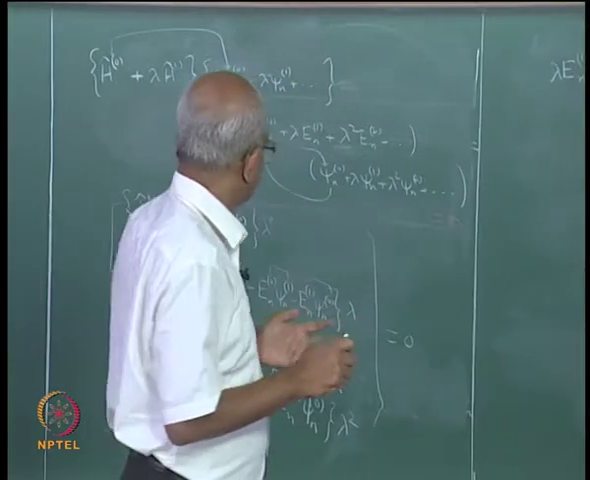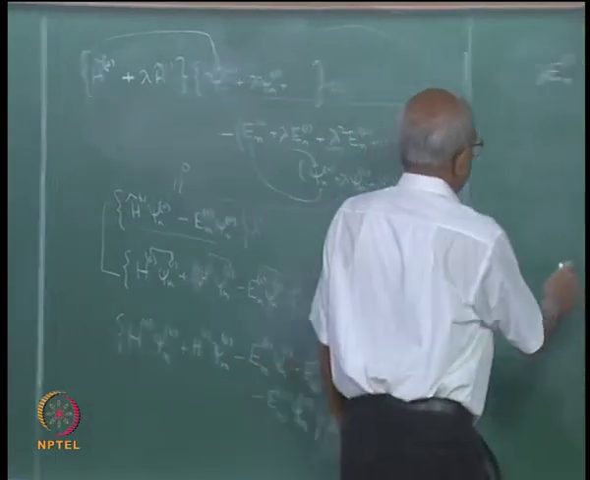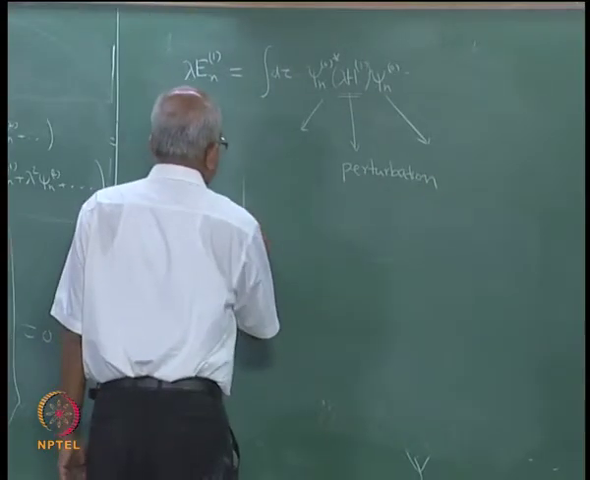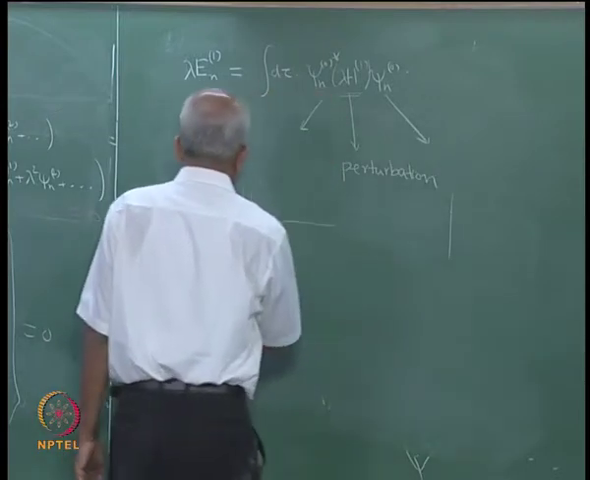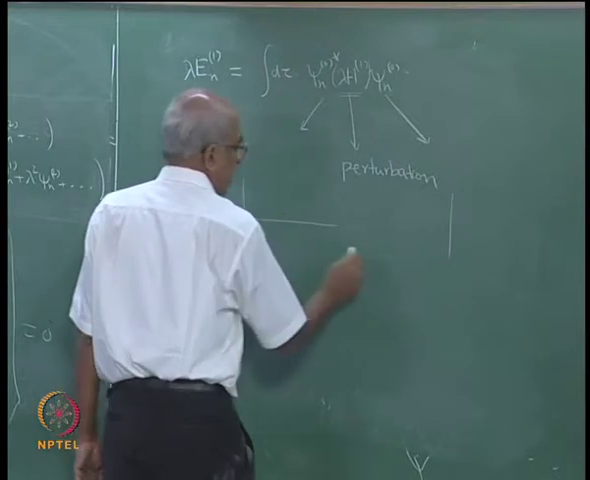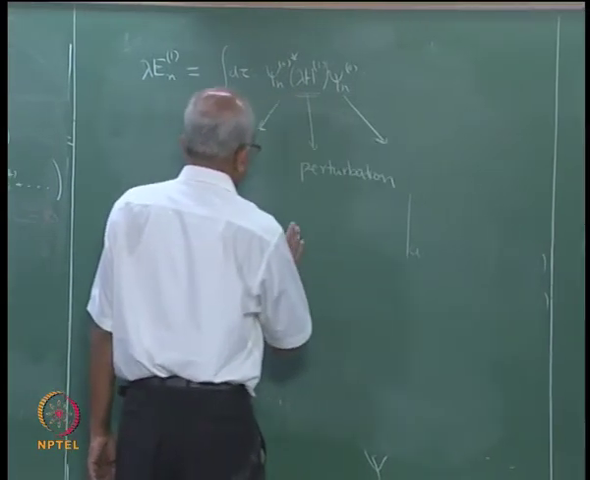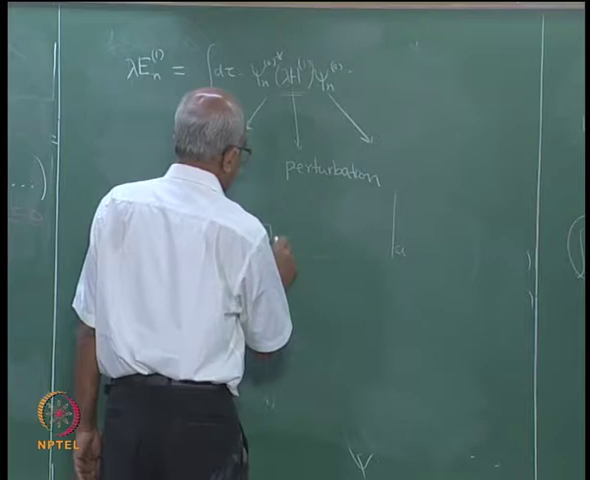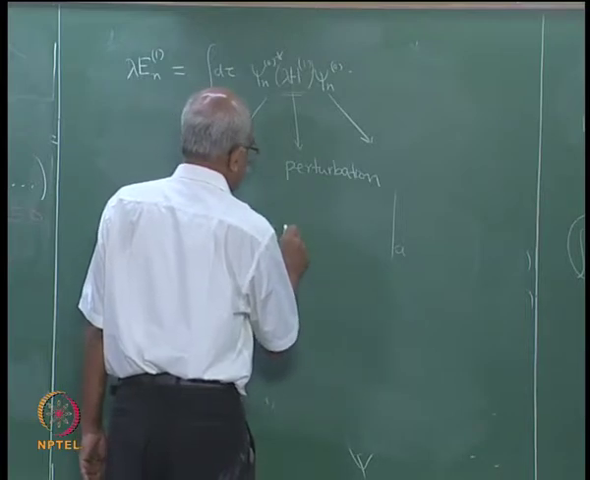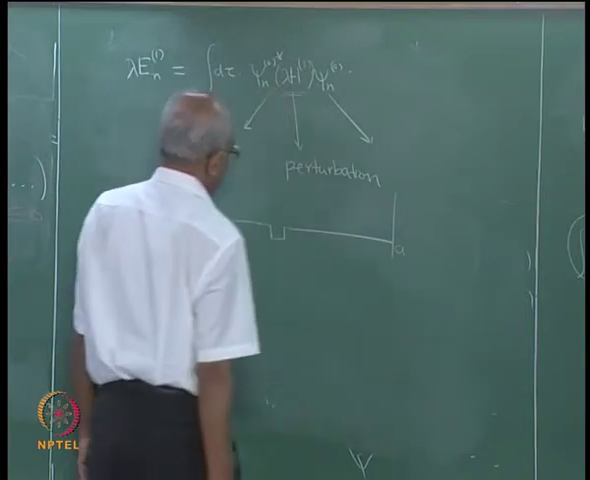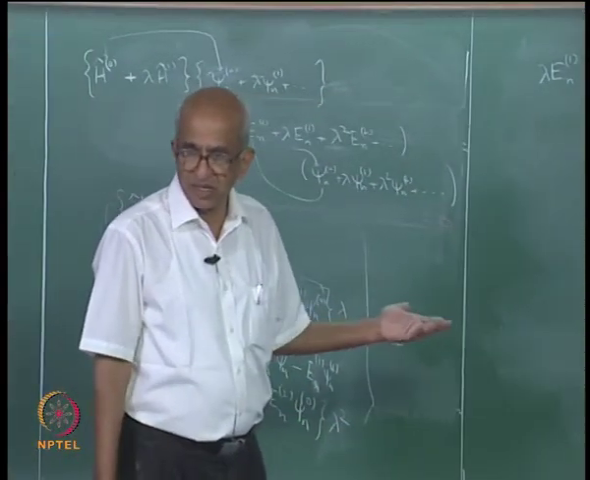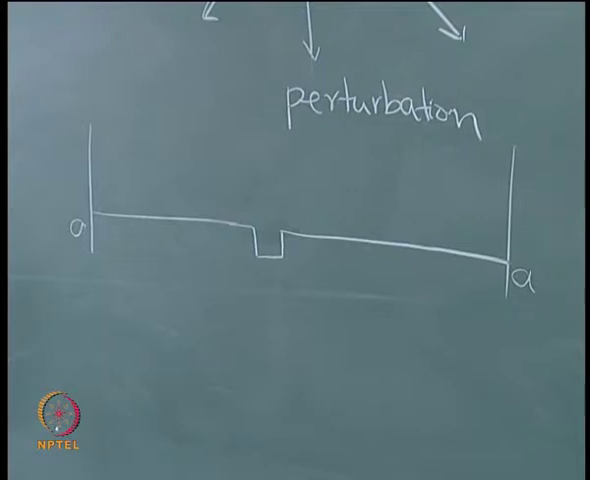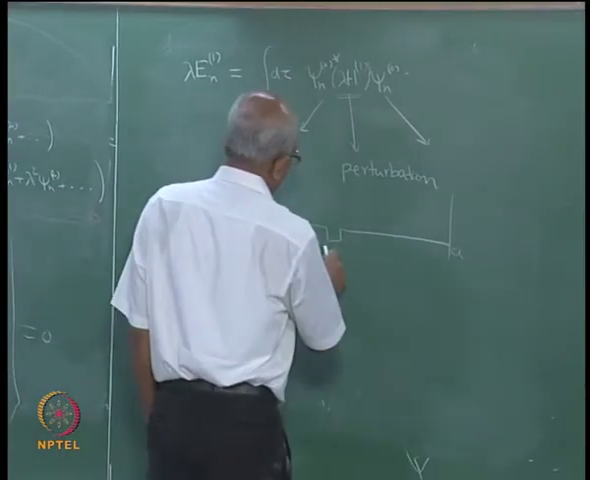Okay, just to illustrate, suppose I had a particle in a box. This is my particle in a box, it extends from 0 to A, and what I will do is right in the middle I will put a small well, probably representing a nitrogen atom sitting there if you like. And so, how will I put the well in?